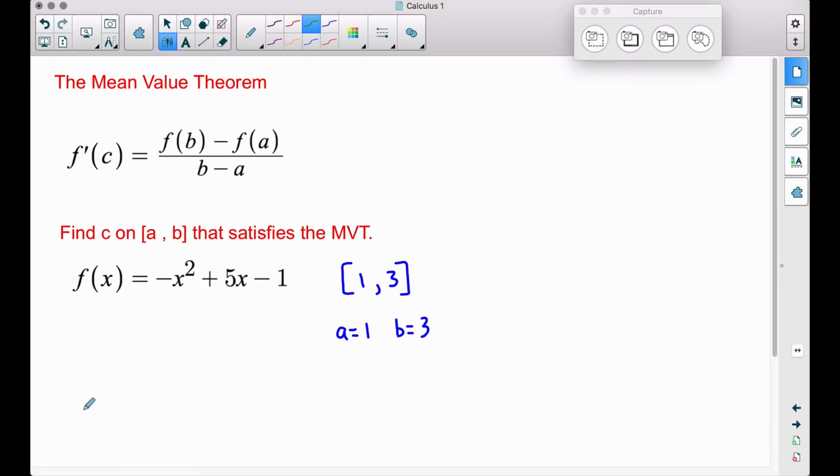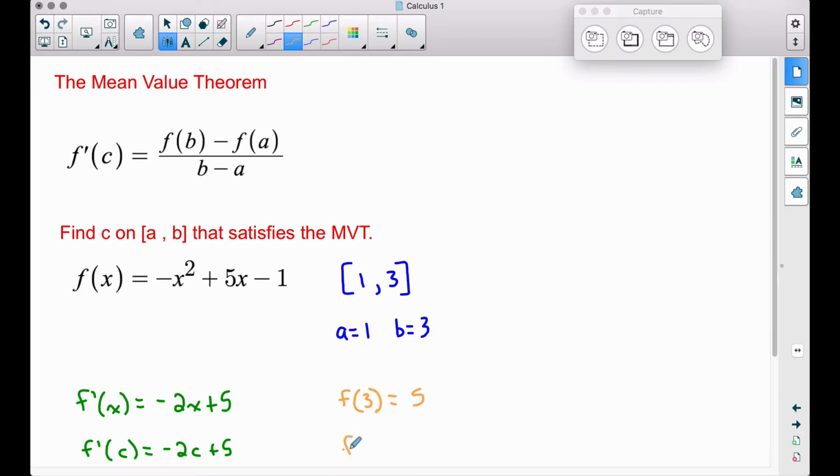So let's go ahead and find the derivative. F prime of x is equal to negative 2x plus 5. Now we can go ahead and write this as f prime of c is equal to negative 2c plus 5. No difference there. I'm just matching up with the mean value theorem. Now let's find f of b and f of a. So f of b, that's f of 3. Let's plug 3 into the original function f. That's going to be negative 9 plus 15, that's going to give us 6, minus 1 gives us 5.